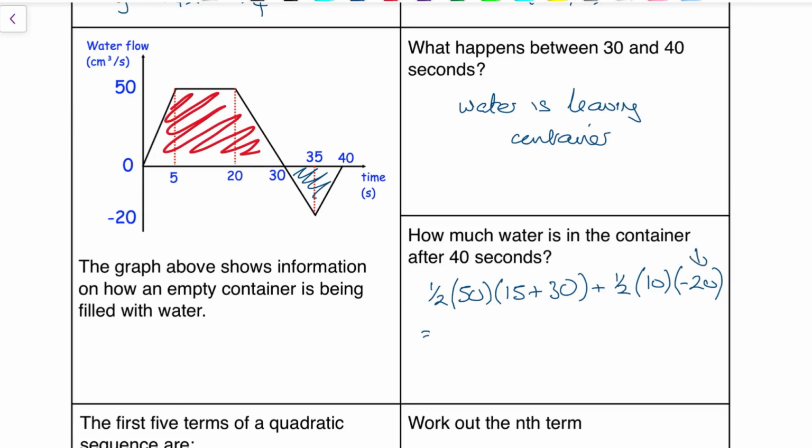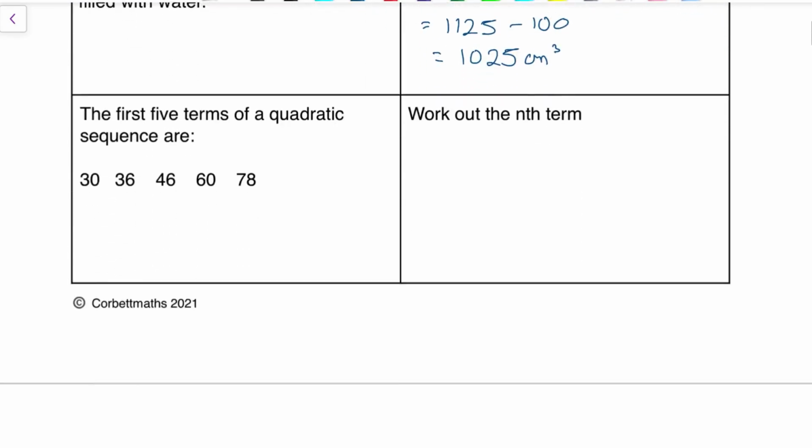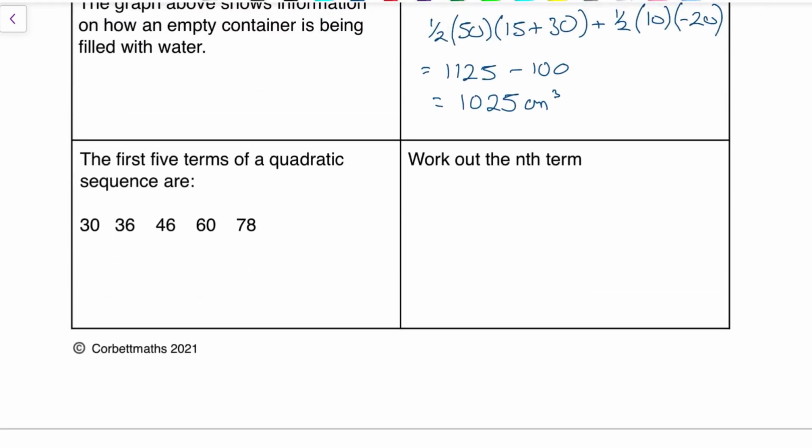Let's work this out carefully. That's going to give me 0.5 times 50 times 45, which is 1125. Take away 0.5 times 10 times 20, which is 100, which is going to give me 1025 centimeters cubed. And I've got that from here, by the way, because I've used my graph to tell me the units. Good question. Really nice question. I like that question. Next and final question of today.